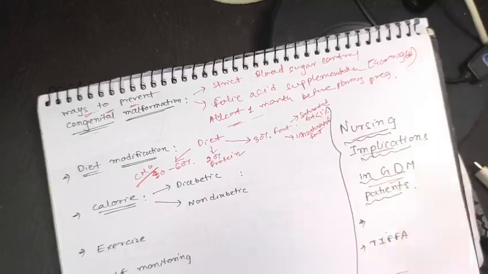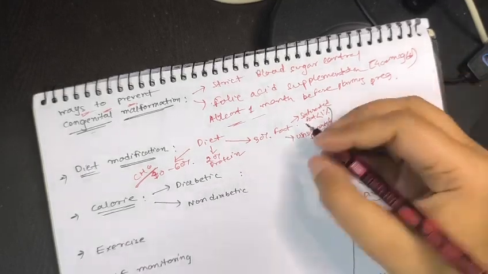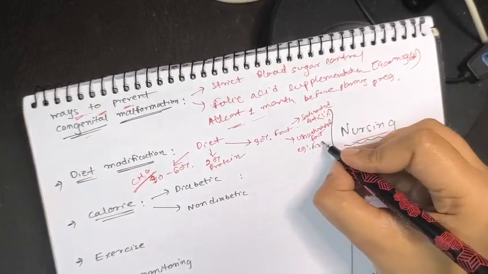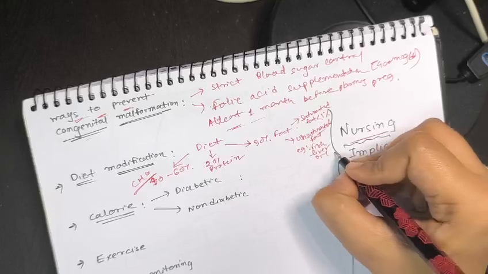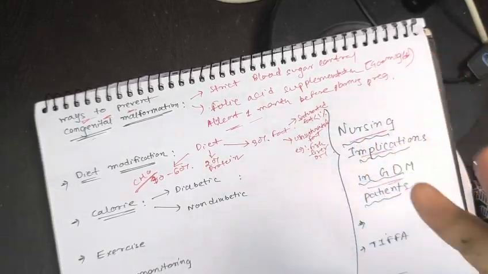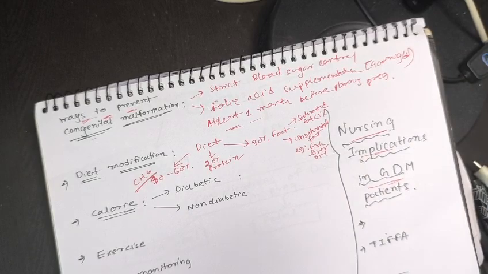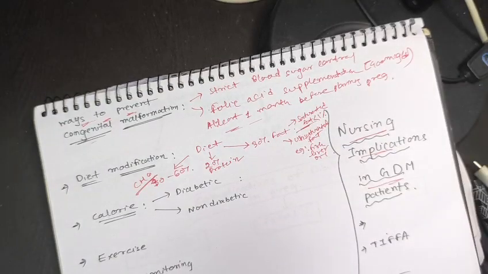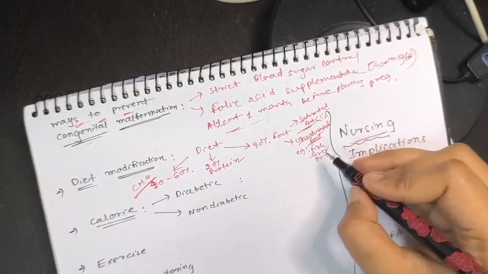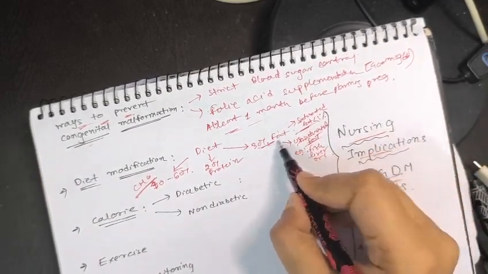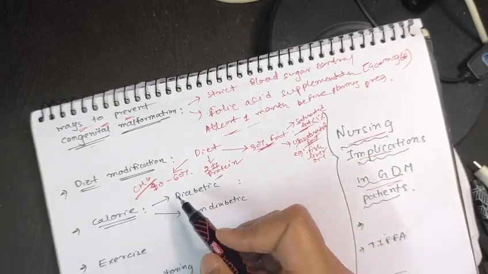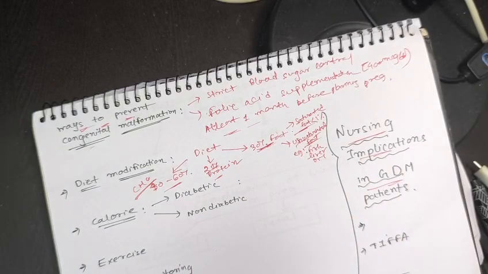Unsaturated fat will be encouraged because, for example, unsaturated fat includes fish liver oil, that is beneficial for babies' development, babies' neurological development as well. So saturated fat should be taken below 1% and unsaturated fat should be encouraged. So the diet will be comprised of 30% of fat, 20% of protein and 40 to 60% of carbohydrate.